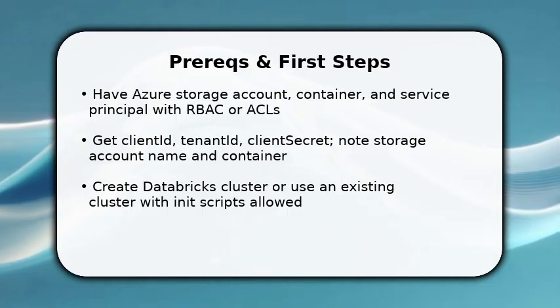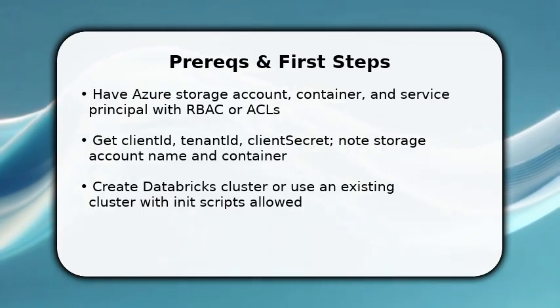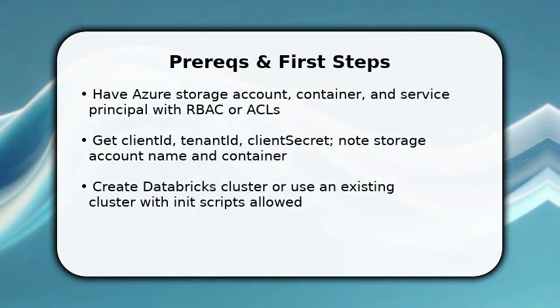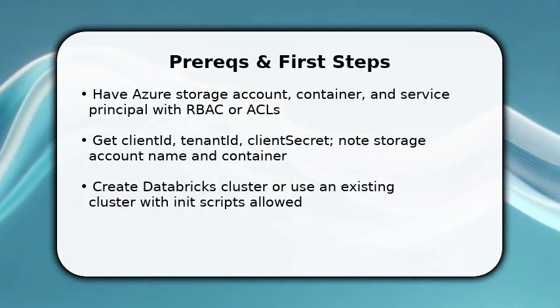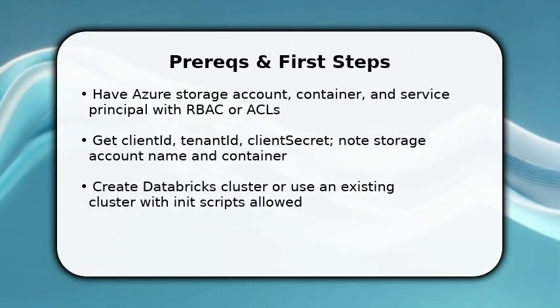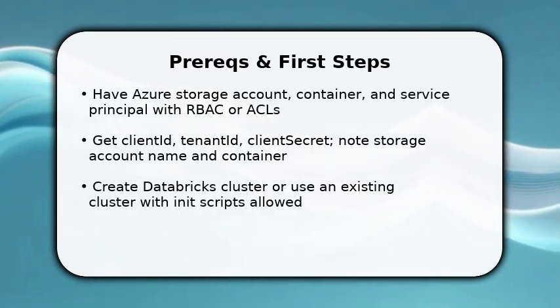You start by confirming required identities and permissions. This avoids failures later. First, authenticate via a service principal. Collect client ID, tenant ID, and client secret. Next, identify the storage account and target container you will mount. Once done, attach or start a Databricks cluster that can run dbutils commands.